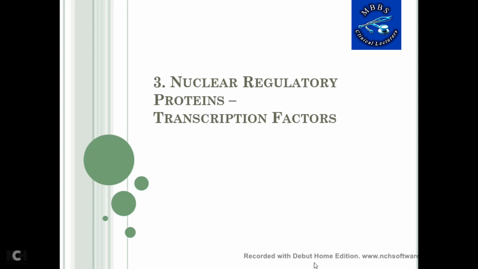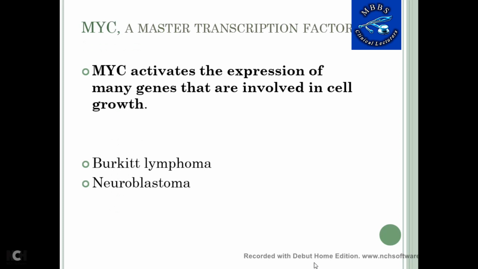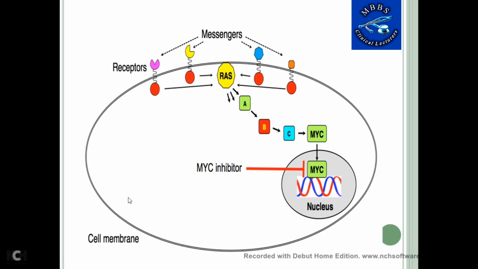Now, there are some nuclear regulatory proteins which are known as transcription factors, because we know that transcription occurs in the nucleus. Some of the important nuclear transcription factors which also act as proto-oncogenes are MYC, MYB, JUN, FOS, and REL. But you don't need to go into the detail, just remember the names. Now, what is MYC? MYC activates the expression of many genes involved in growth. MYC is an important regulating factor, and it is involved in Burkitt lymphoma and neuroblastoma.